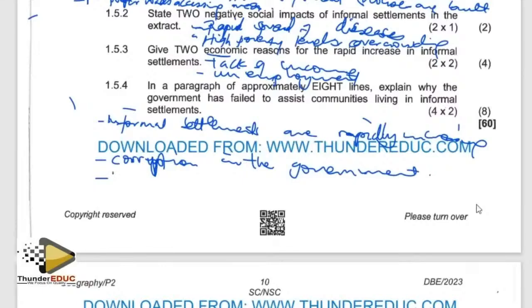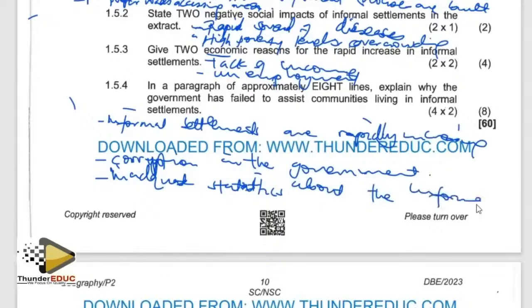Then you can also have inadequate statistics about the informal settlements. We don't have enough statistics or data to base on to say they are 10, they are 20, but they are ever increasing. That's why it's like that.